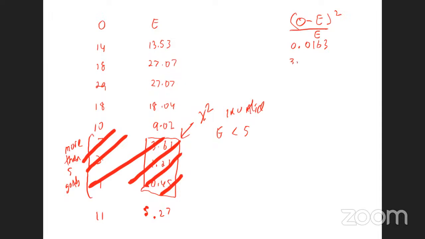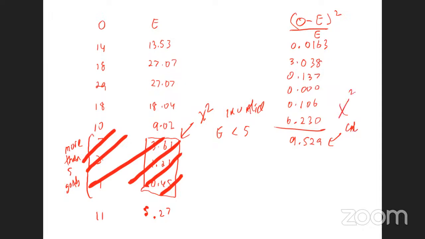Okay, so I think this is 3.038. So it's 0.137. This value is small, so I think it's negligible. The value underneath that is 0.106. And this value here is 6.230. When you add up all of this, you get 9.529. This here is your calculated value. It's a chi-squared calculated. That's the value that you're going to check to see if it's inside the rejection region or not.